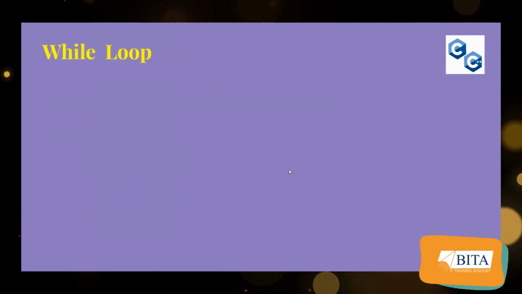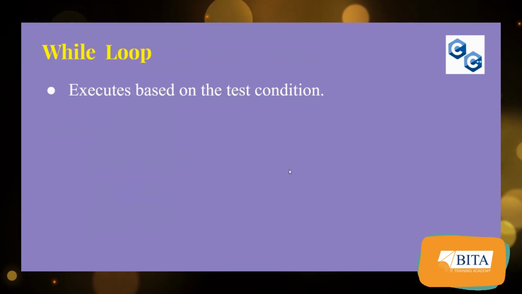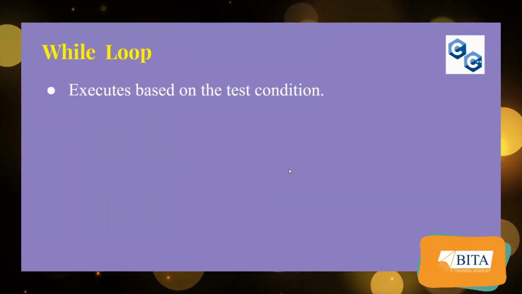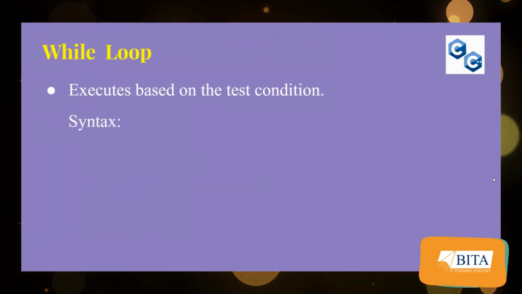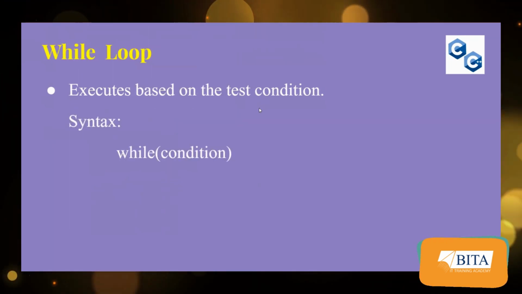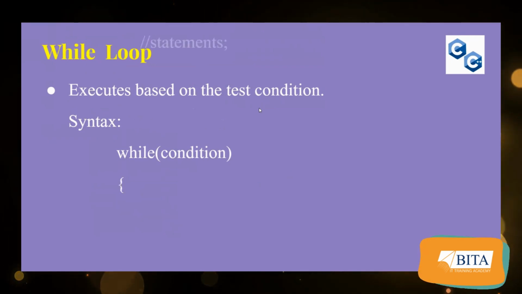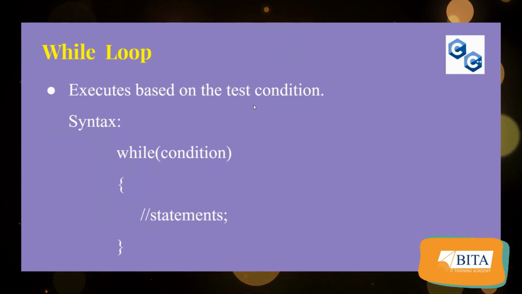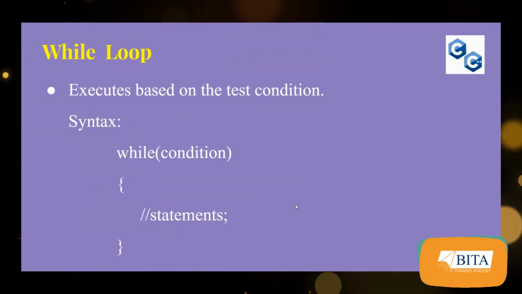Okay, while loop. While loop doesn't depend upon the number of iterations as in the case of the for loop. The execution is terminated on the basis of the looping condition. So if the condition is true, the block code is executed, and when the condition is false, the control exits from the loop.